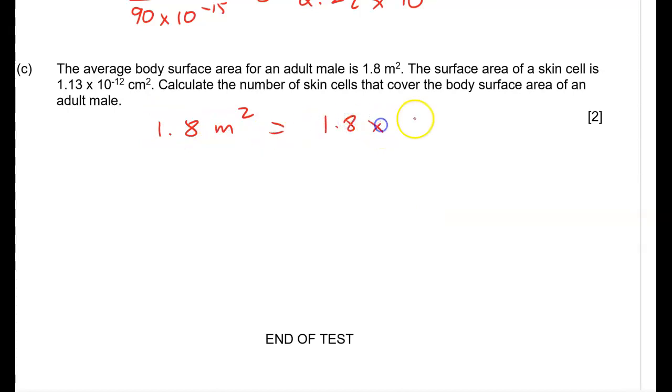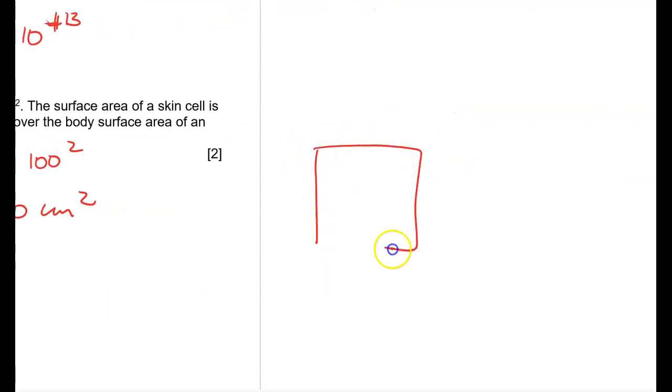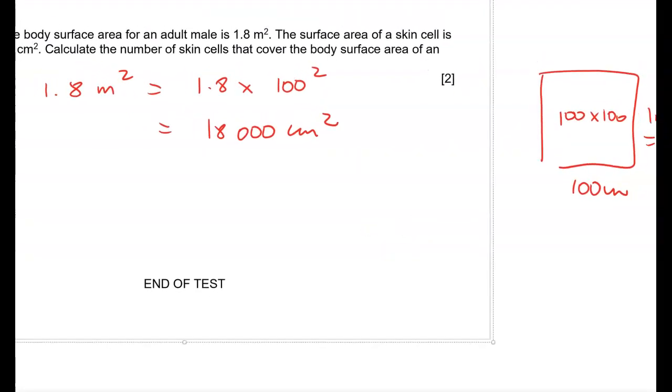All right, the main error here is probably to recognise that 1.8 metres squared is actually 1.8 times 100 squared, or 18,000 centimetres squared. And it comes from the fact that 1 metre squared is 1 metre, which is 100 centimetres, by 100 centimetres. So 100 times 100 is where the 100 squared comes from. So that's the first thing you need to know.